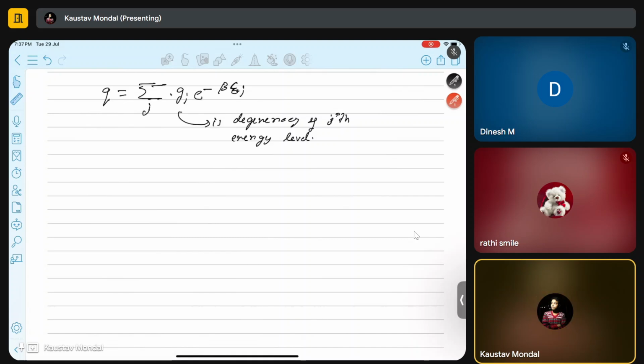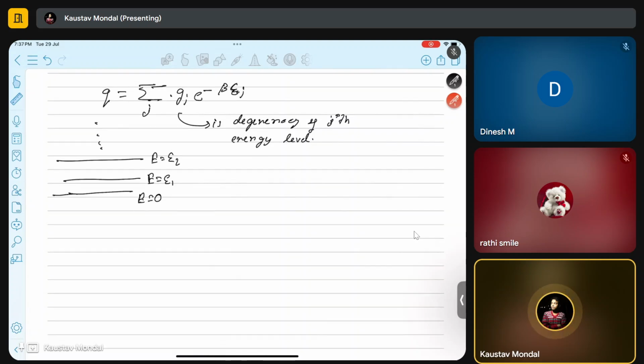Let's suppose there are these energy states. Suppose this one has energy 0, this one has energy epsilon 1, this one has energy epsilon 2, and so on. And each state has some degeneracy level. The ground state, energy 0, has degeneracy G0. Energy 1 state has degeneracy G1. Energy 2 state has degeneracy G2, and so onwards. So for this kind of system, you can calculate the partition function, right?